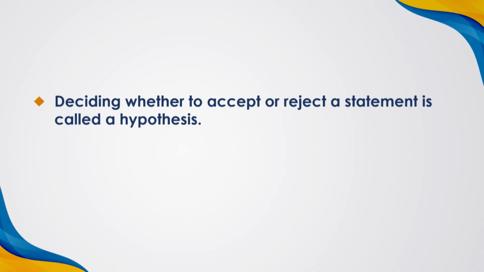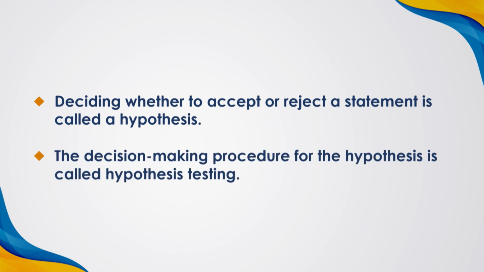Dear students, let us start the second part of the lesson, in which you will learn formulation of null and alternative hypothesis, calculation of test statistic and obtaining the critical values. Deciding whether to accept or reject a statement is called a hypothesis. The decision making procedure for the hypothesis is called hypothesis testing.